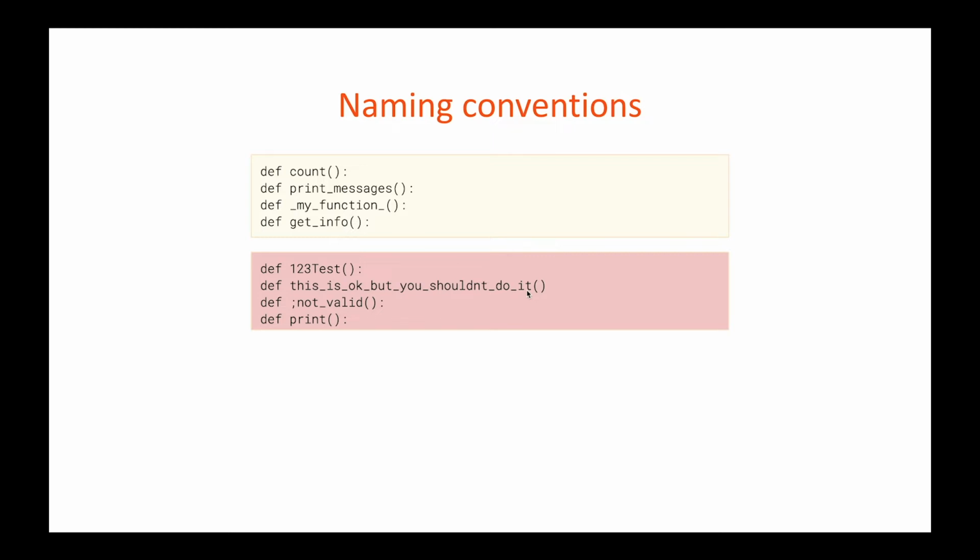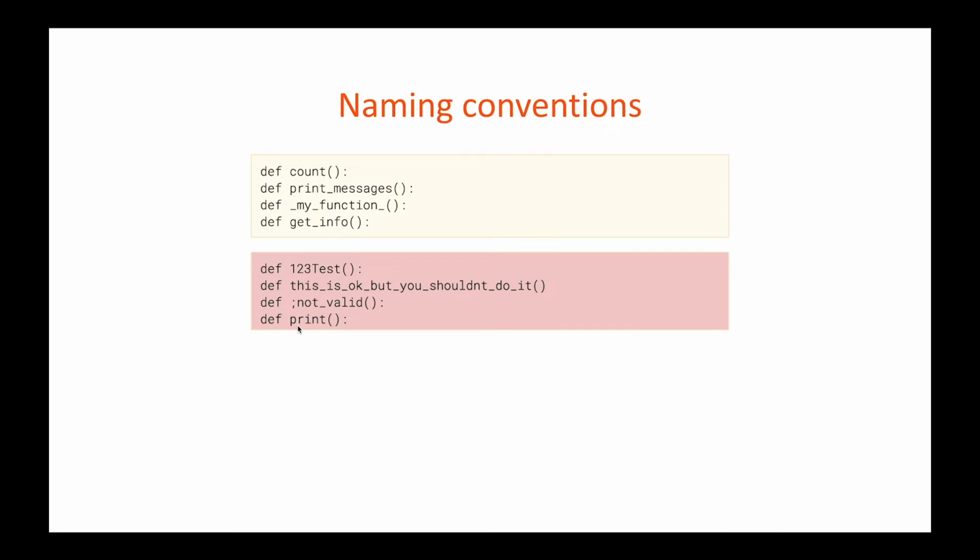For one, it's too long. And you should strive to have short, meaningful names. Okay, this is too long and it's not meaningful. We don't really know what this function does. Then anything else apart from letter, number, or underscore is not valid. So here we have an example that starts with a semicolon. That will not work.